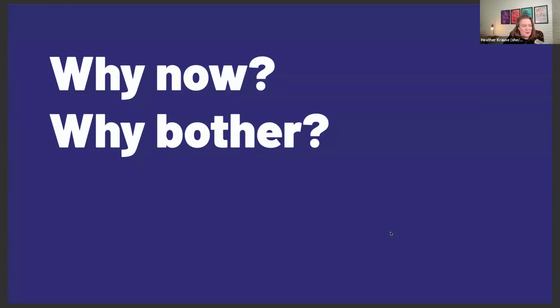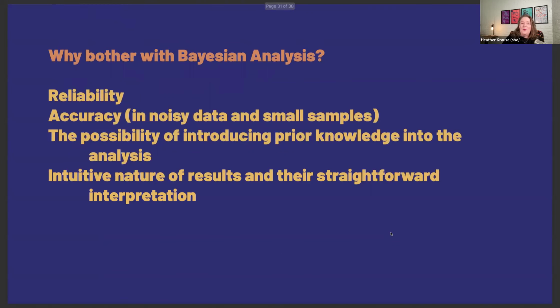And the last thing I'm going to say before I turn to a lot of the questions in the chat is, why are so many people talking about Bayesian analysis now, and why would we bother? In terms of data equity, the number one reason we would bother is the possibility of introducing prior knowledge into the analysis in an explicit, systematic, and rigorous way.